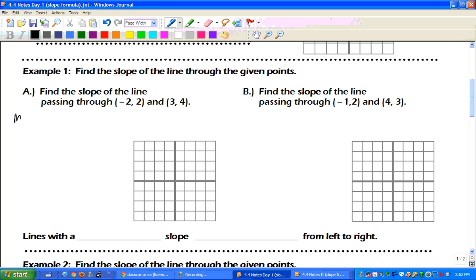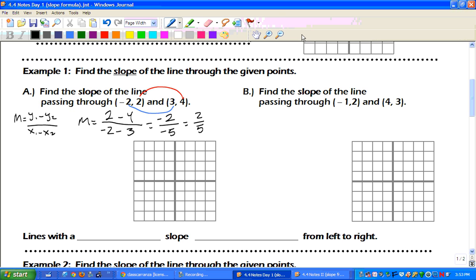We're just going to remember our slope formula is y1 minus y2 over x1 minus x2. Now, the way we're going to do that is we want to put the y's on the top. So 2 minus 4. We're going to put the x's on the bottom. -2 minus 3. Okay? And so all we're going to do now is solve that. You get 2 minus 4 is -2. -2 minus 3 is -5. And that equals 2 over 5.